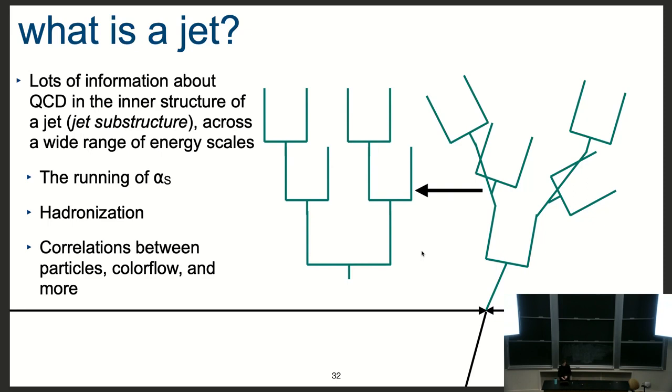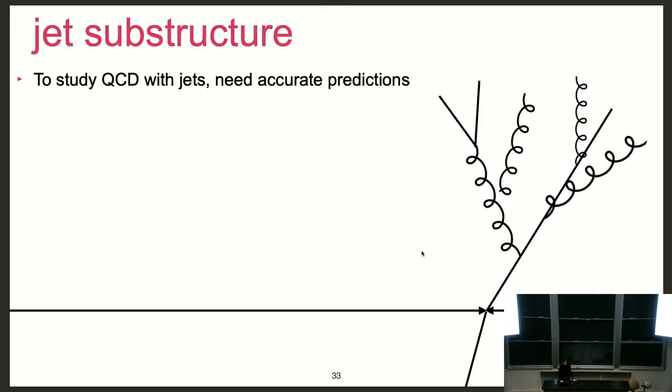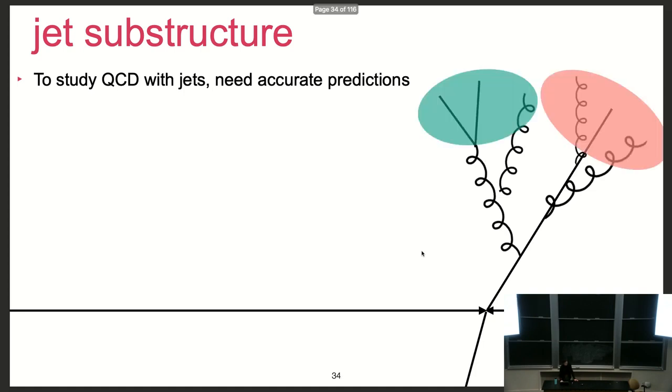So this is what a jet is. How can we actually use this information? So if we want to actually use this in a meaningful way, then we're going to want to compare this to some sort of prediction. Some of this could be Monte Carlo predictions. Some of this could be analytical predictions. There's a lot of different things that we can look at.